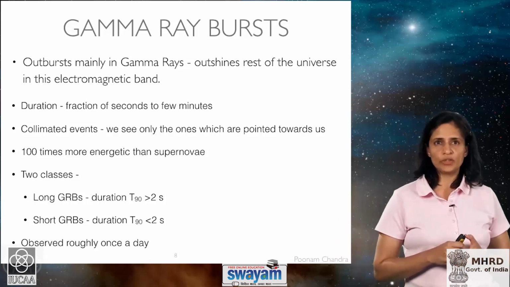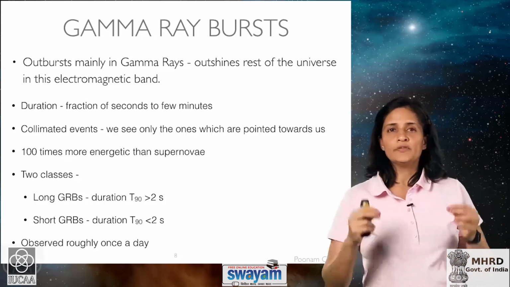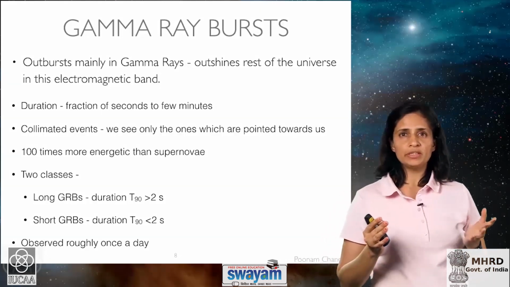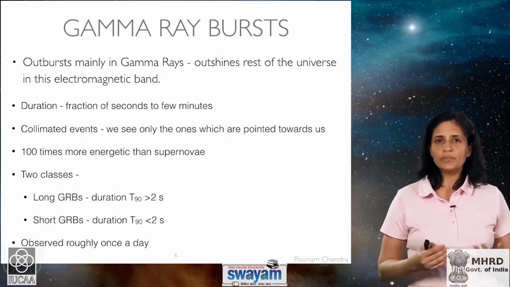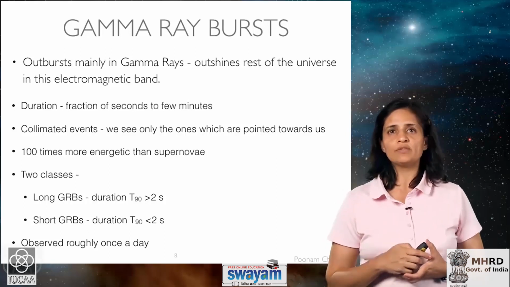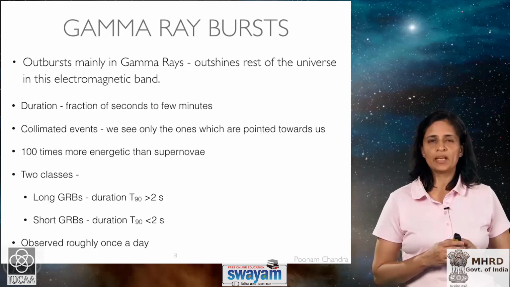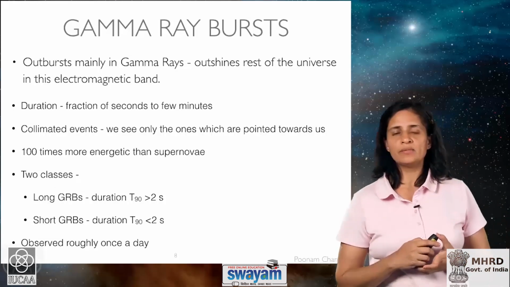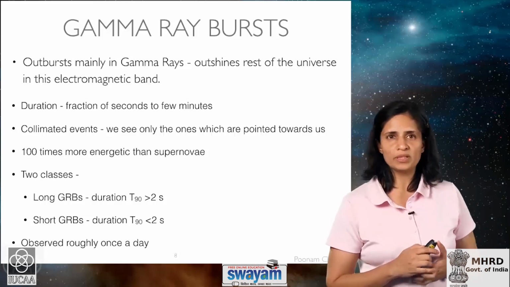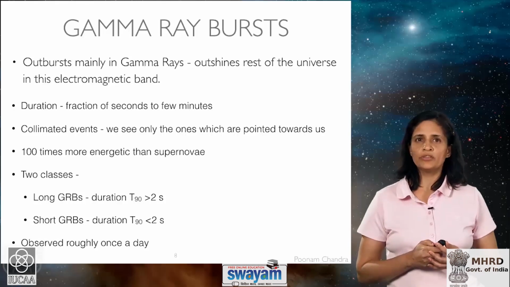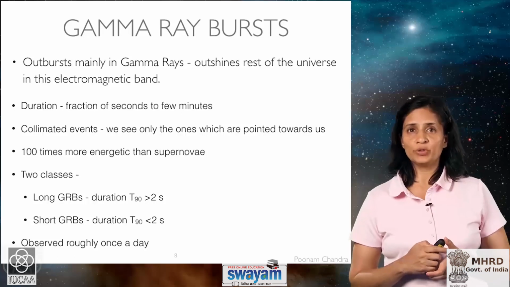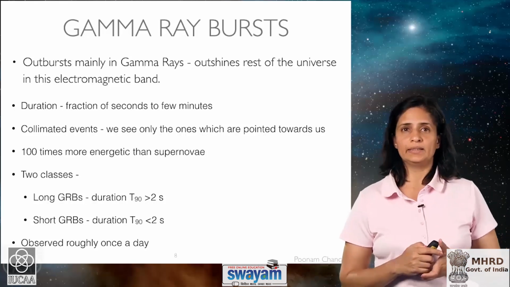These are collimated events. What does that mean? That these are very directional events. We do see them only when they are pointing towards earth. When they are not pointing towards earth, we are not seeing them. That means that if we are seeing one gamma ray burst towards us, we must be missing at least 500 to 600 such bursts. Yet we observe almost one burst a day, and this is because of some very sensitive NASA telescopes which are revolving around the earth and looking for these events. And these events are 100 times more energetic than supernovae, which themselves outshine the whole galaxy.